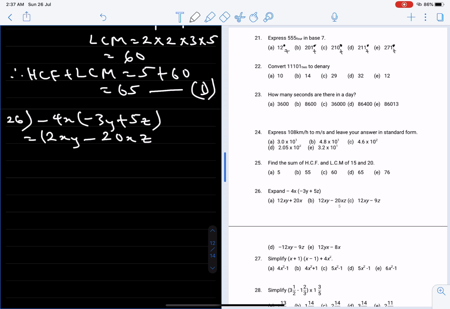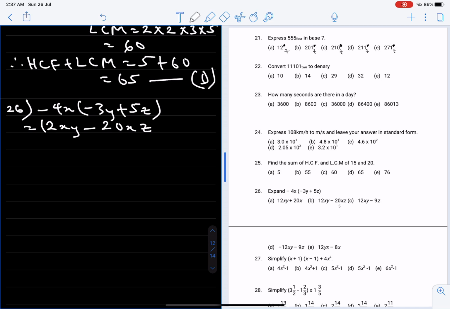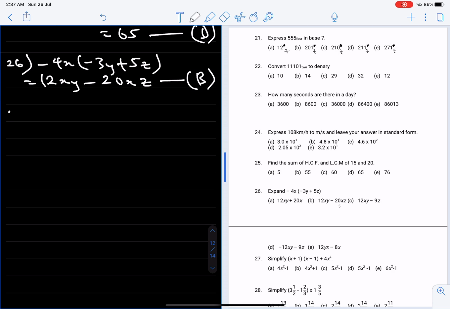And that's the same as, okay, we have to expand, and that's just it. 12xy minus 20xz. The correct option is B. And we go to the next, number 27.